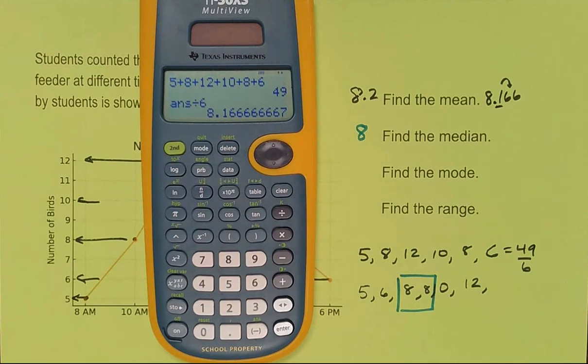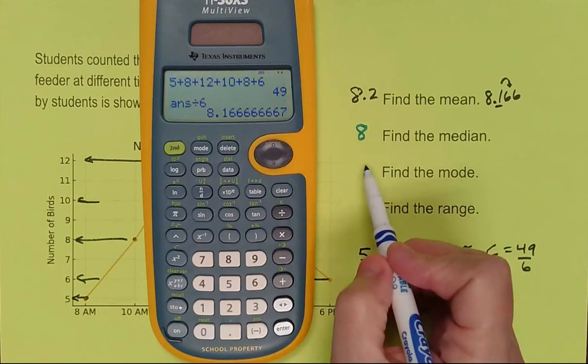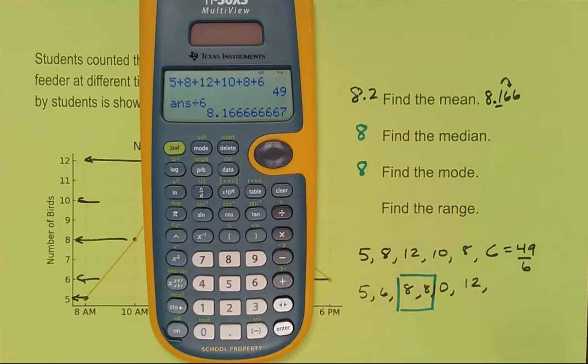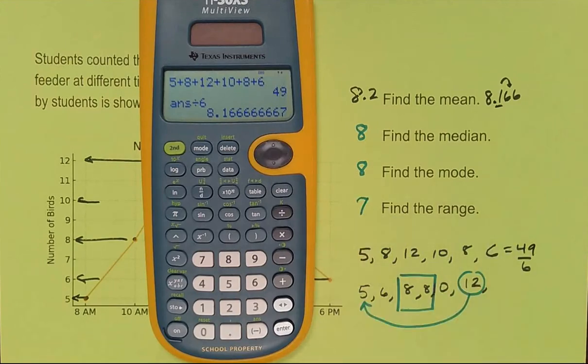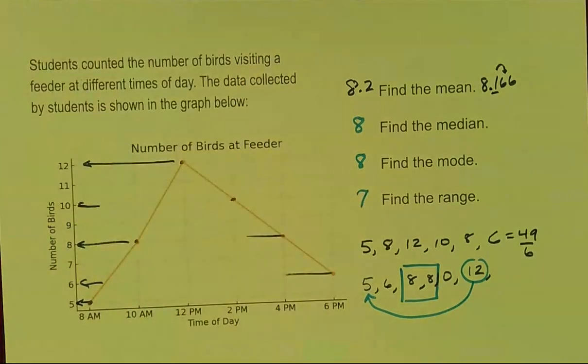For the mode, the number that repeats the most, we have two 8s, so 8 will be our mode. And our range, if I take the highest and subtract the lowest, 12 minus 5 gives me a range of 7. So that is the mean, median, mode, and range for this set of numbers that represents the birds at the feeder.